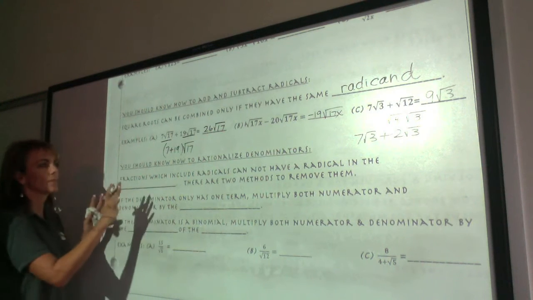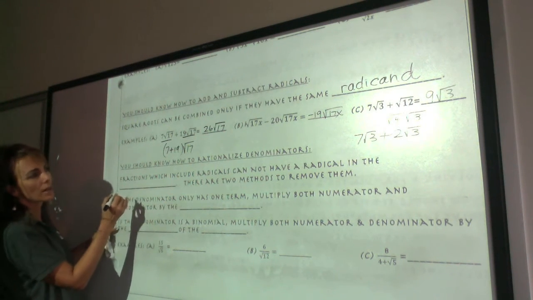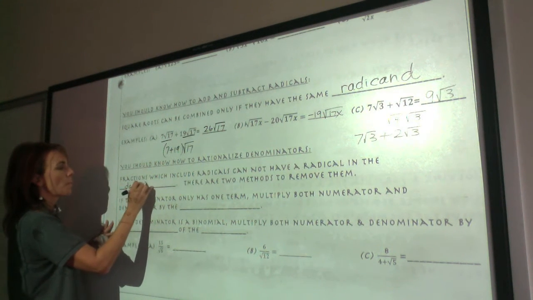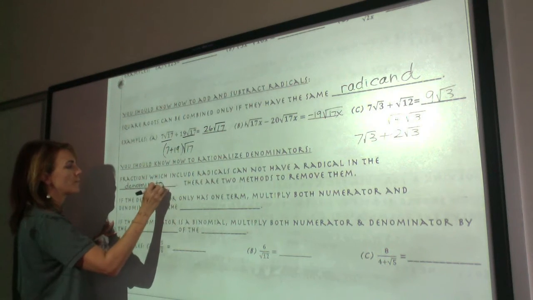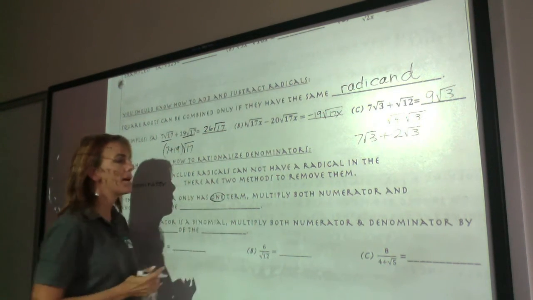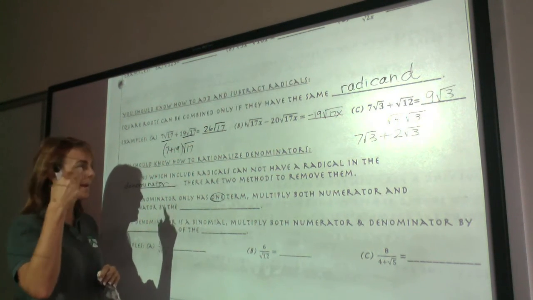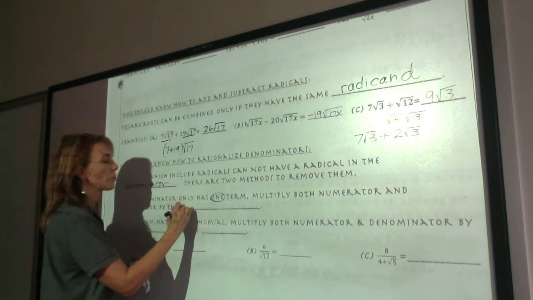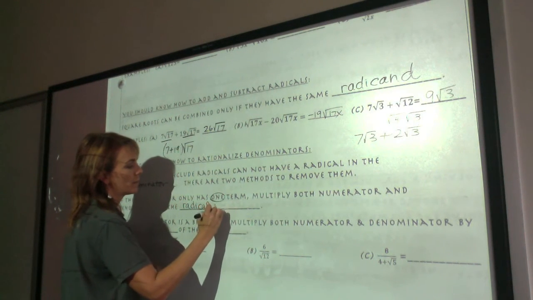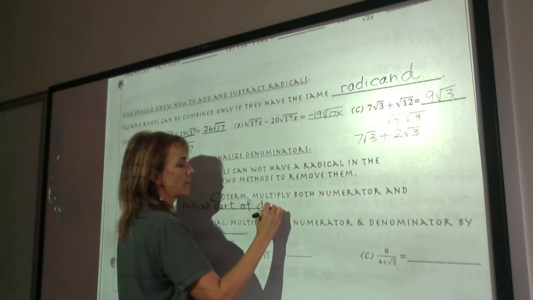Okay, well let's go ahead and fill this in. Fractions, which include radicals, cannot have radical in the denominator. Right? If the denominator only has one term, a monomial, you're going to multiply both the numerator and the denominator by the radical part of the denominator.